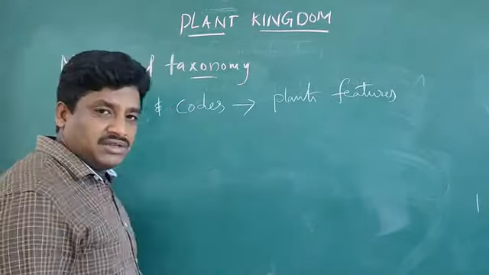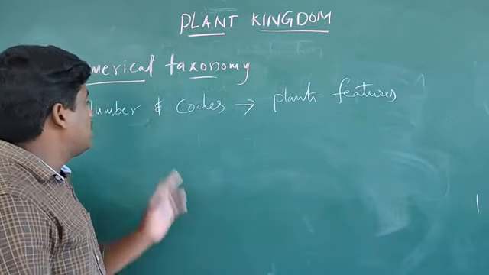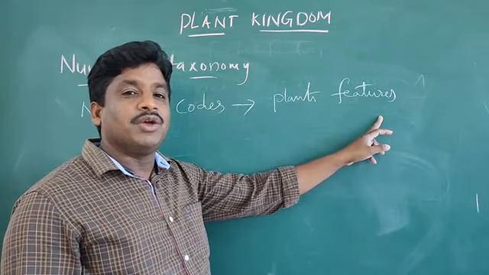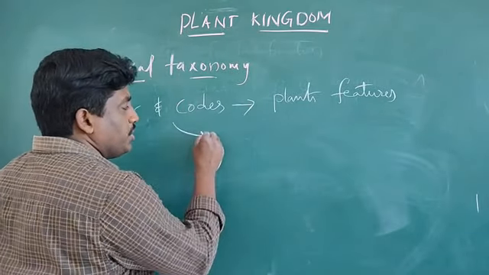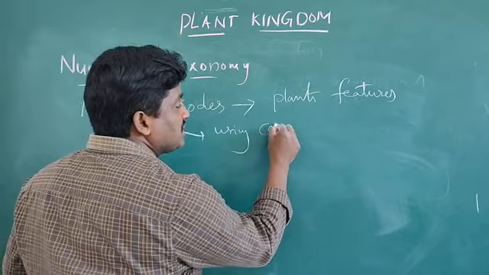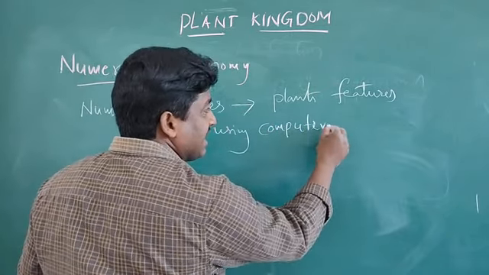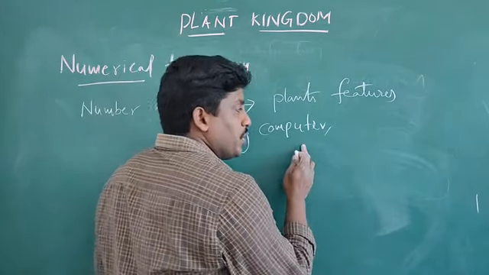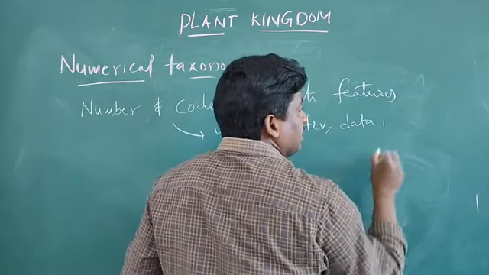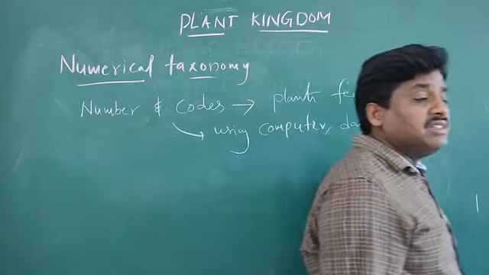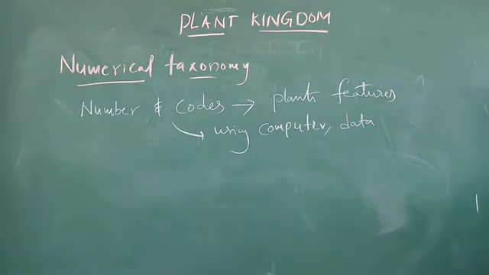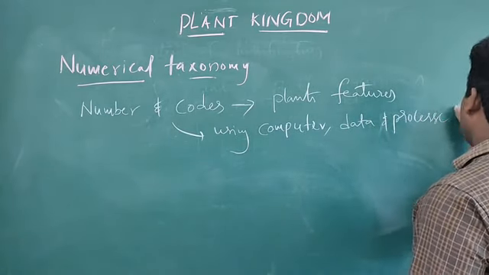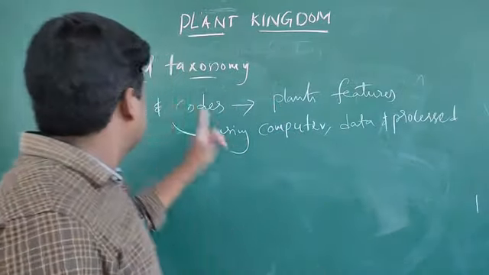So this is the plant character. Here the numbers and codes are arranged for all the plant characters. How is it arranged? Using a computer. The computer is used to arrange the codes and numbers. Using the computer, data then processing, that we call numerical taxonomy.